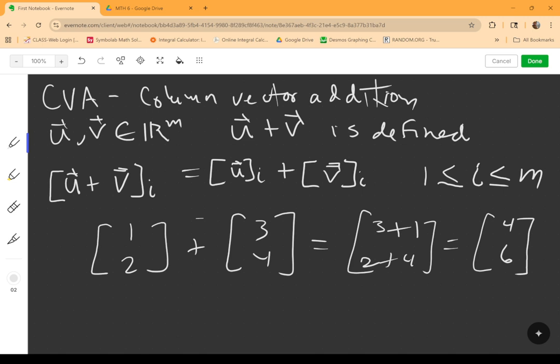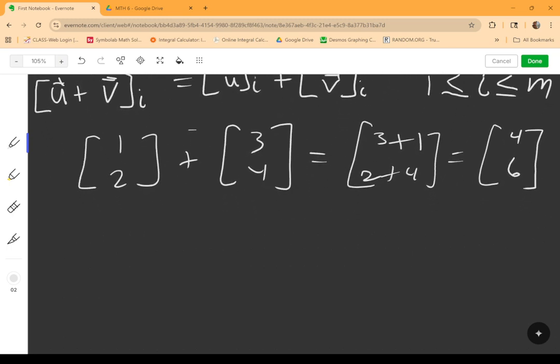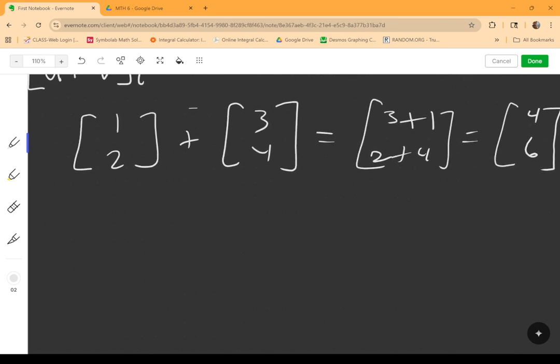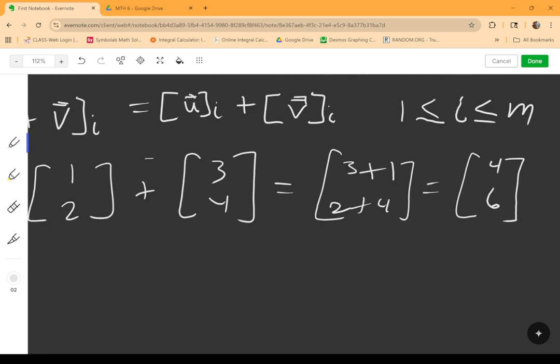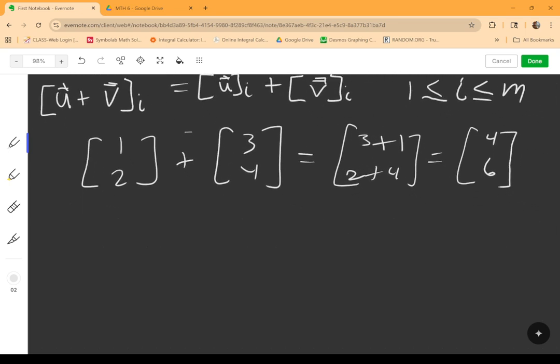All right, so again, straightforward. We want to build this structure from these 2 operations, and this is the foundation of all of the vector spaces. We need to have a properly defined operation of how we add vectors and also how we multiply them by a scalar. So here now we'll define column vector scalar multiplication.